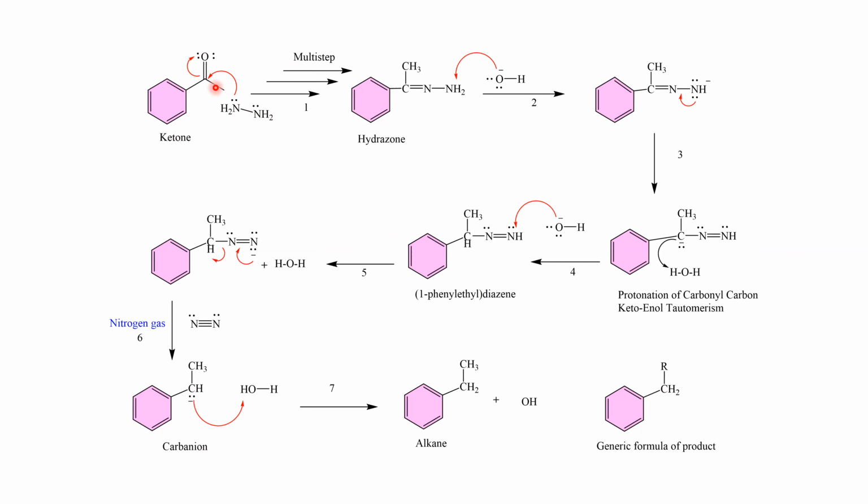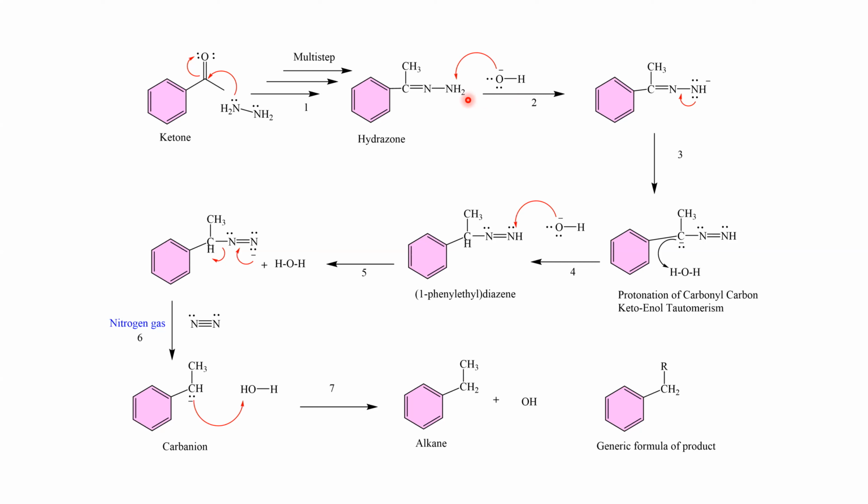So this is a ketone, and the molecule name is acetophenone, and the hydrazine is there. The first step is the hydrazone formation, and a hydrazone is a compound where the N is doubly bonded with the carbon. So this is commonly known as the hydrazone. As we are using the basic medium, we are using potassium hydroxide, which is a highly basic agent.